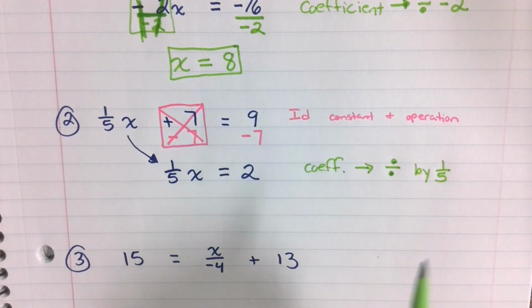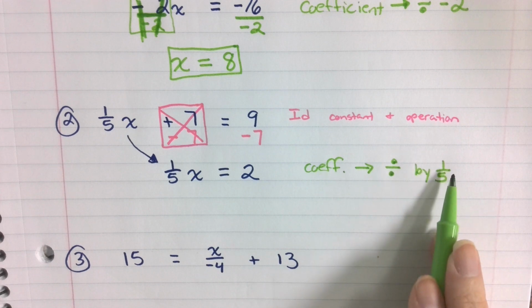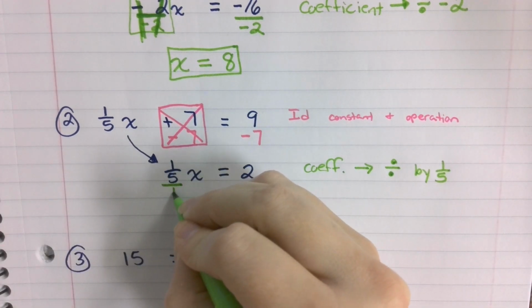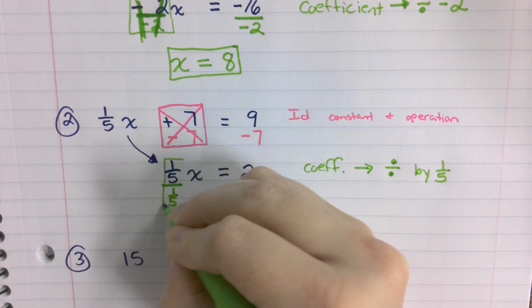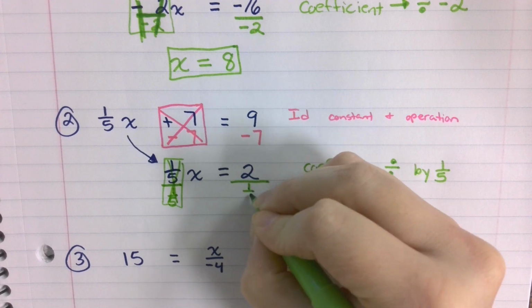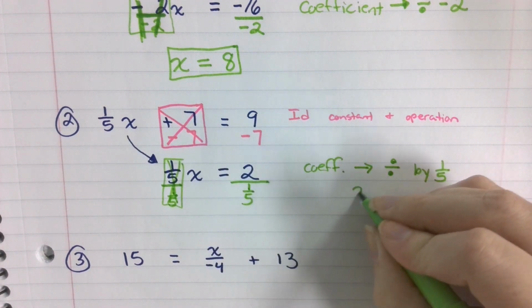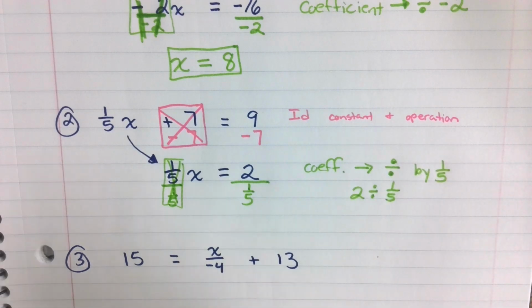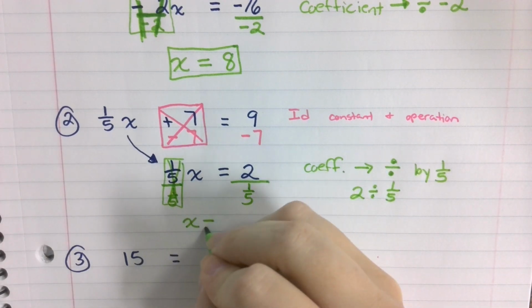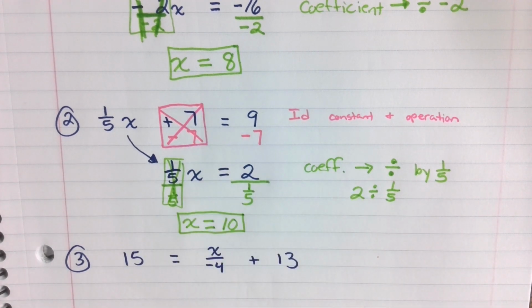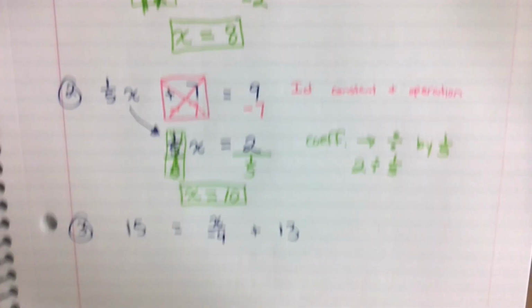You're literally going to type in divide and then 1/5 when you're working it out. So we're going to divide this side by 1/5. Those are going to get crossed off. And then we're going to divide the 2 by 1/5. So you're literally going to type in 2 divided by 1/5. And when you do that, what do you get for x? 10. 2 divided by 1/5 will give you 10.